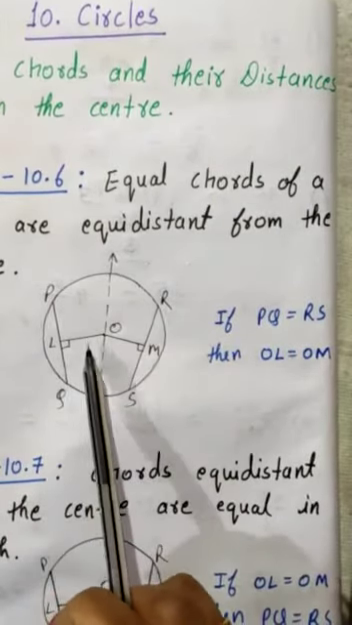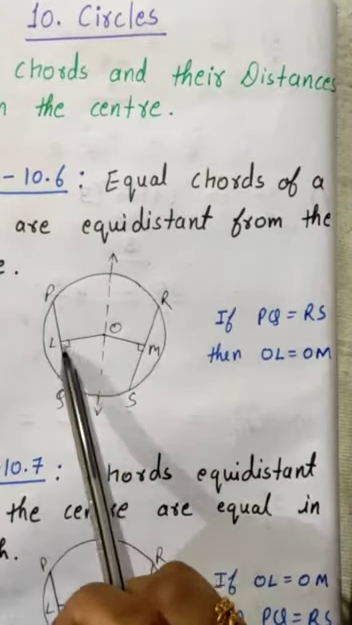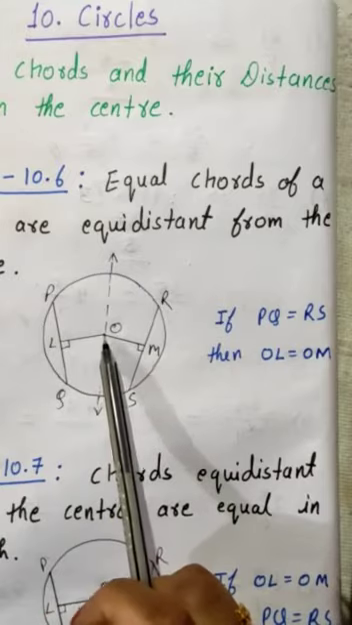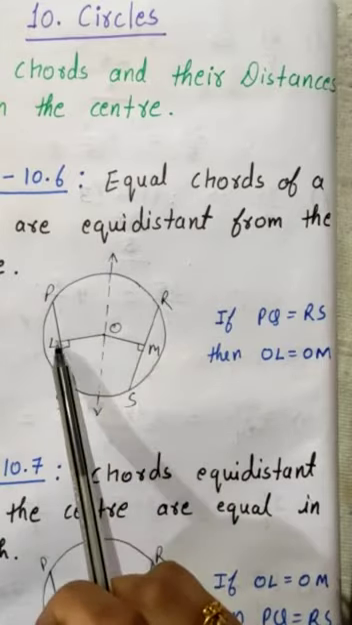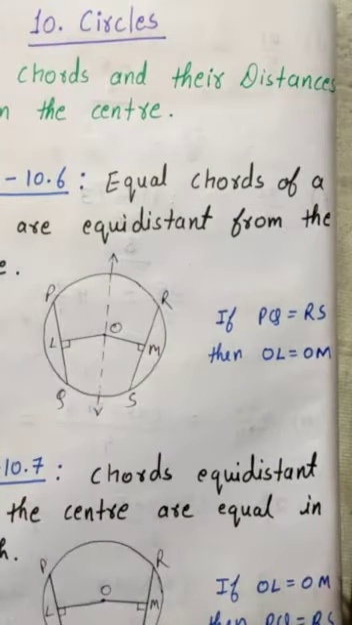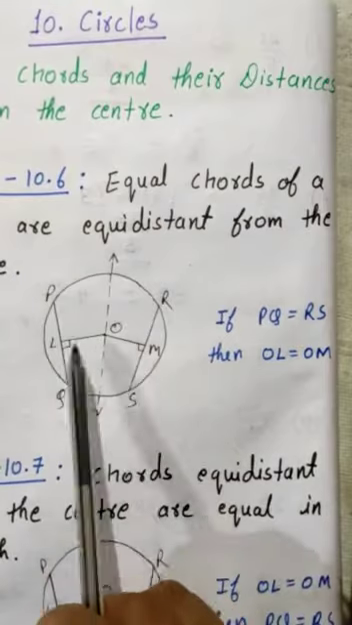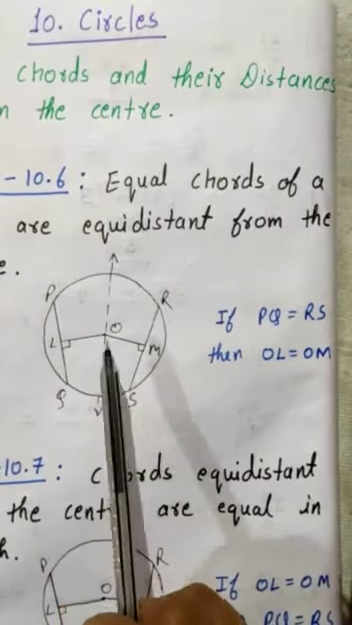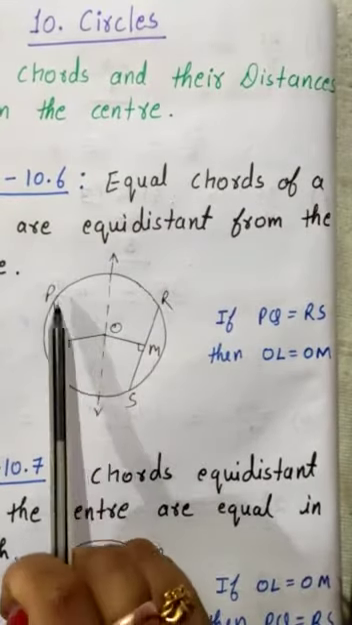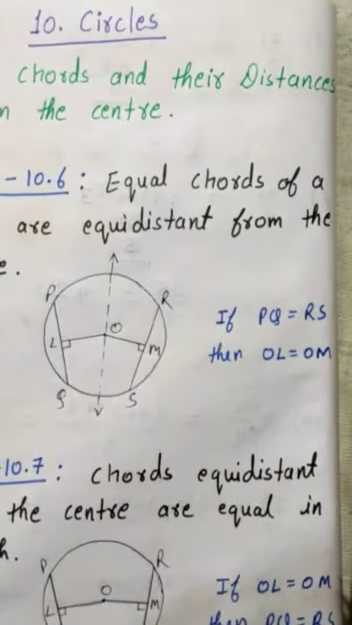You know what we mean by perpendicular distance? When you construct a perpendicular from any point on the line, it becomes the distance of that line from the center. So in this theorem, if the chords are equal, then they will be at an equal distance from the center. So if PQ is equal to RS, then OL will become equal to OM.